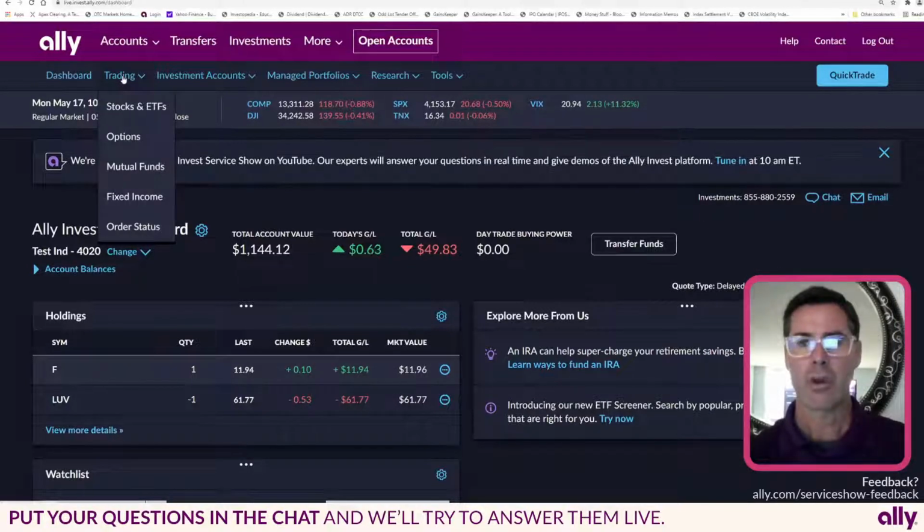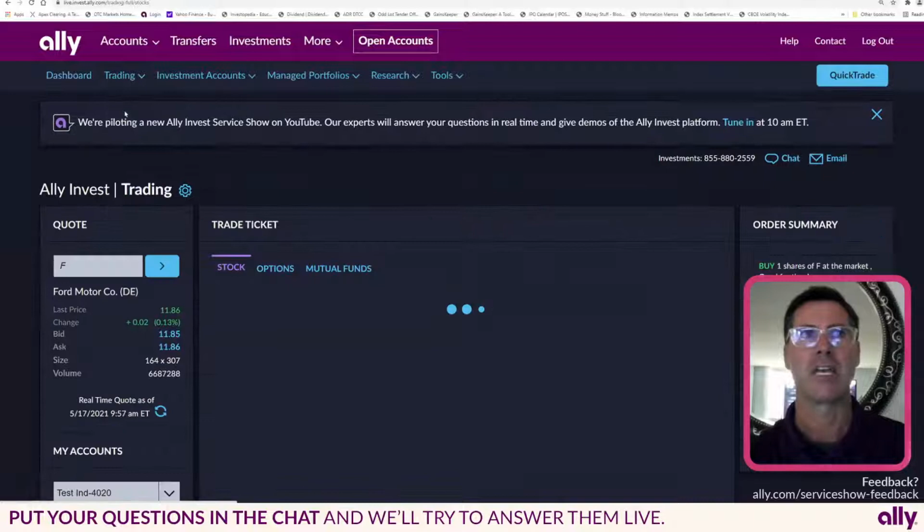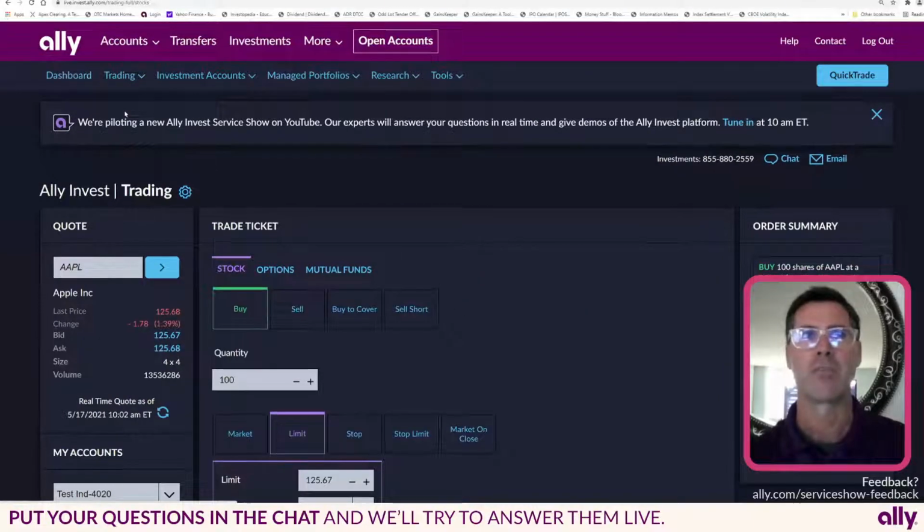Now, the first thing we're going to demonstrate is how to purchase a stock, and we're going to walk through what each of the order types are. So in this case, we're going to select stocks. We offer trading in stocks and options and mutual funds. Now, you'll notice the first thing here is that it's pre-populated a quote for Apple. Now, you have the ability to change this to any default symbol you like.